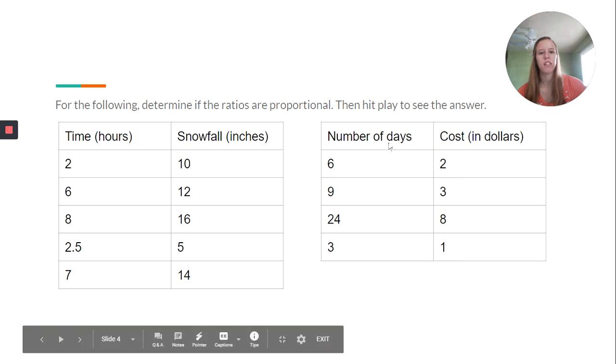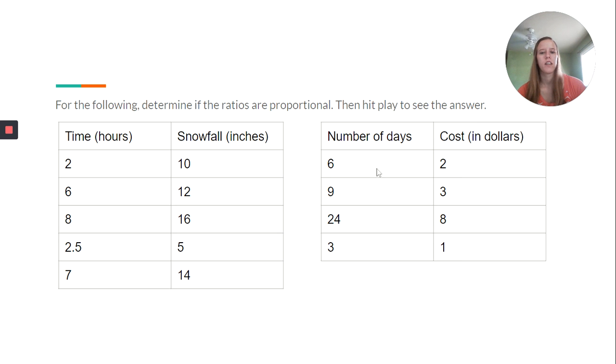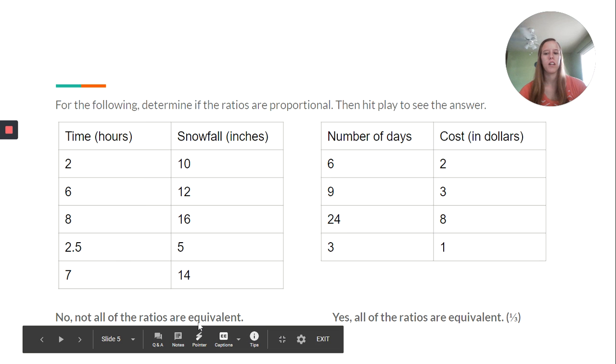Now let's look at this one. So we have number of days worked to cost in dollars. So 6 days, $2, 9 days, $3, 24 days, $8, and 3 days, $1. So let's take 2 divided by 6, we get 1/3. If we take 3 divided by 9, we get 1/3. 8 divided by 24, we get 1/3. And 1 divided by 3, we get 1/3. So we find out the first one, no, the ratios are not equivalent. Second one, yes, they are, because you can divide them all and get 1/3.